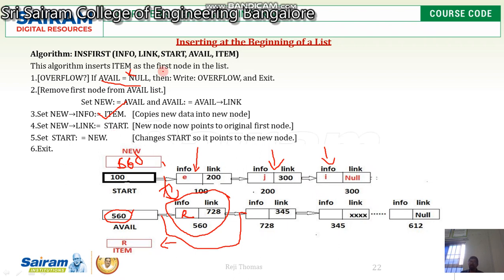And finally, what is there in new? New is 560. This will be stored in start. Change start to point to the new node. I'm done. So now what is start? Start is going to be 560, and this will point to the next node. We have successfully done it.